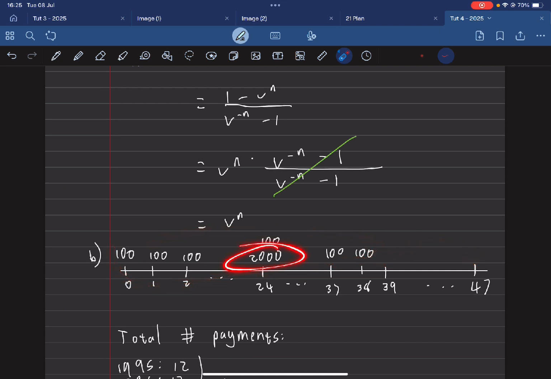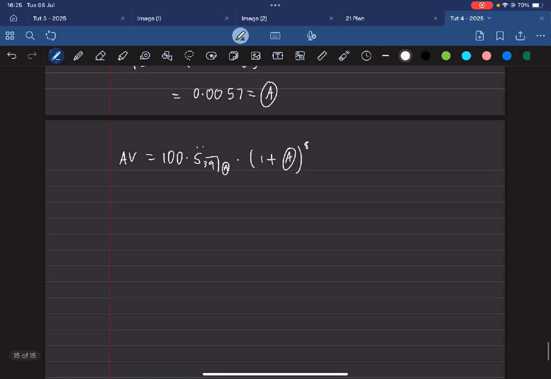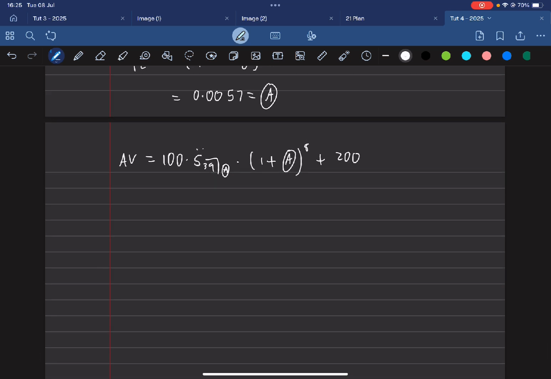Okay, so now we just need to think about this lump sum. So it's at time 24, and we might want to move it to time 47. So it's quite clear that's 23 months. So basically we need to add 2,000 multiplied by 1 plus your A to the power of 23. Perfect.